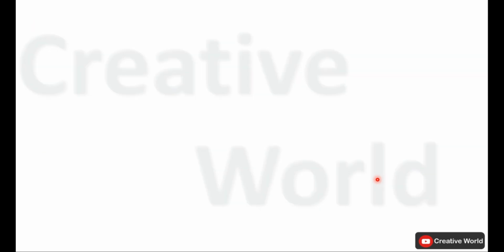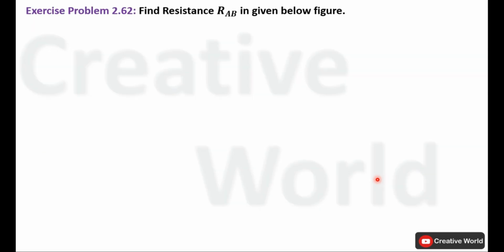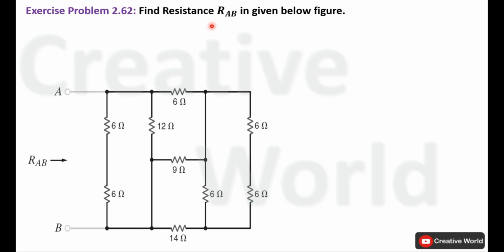Now move towards the problem. Exercise problem number 2.62. Find resistance RAB in the figure given below. This is the circuit diagram of the given problem. We have to find the total resistance of this network between these 2 points labeled as RAB. We will start solving this problem from this end and will simplify the circuit from right to left.